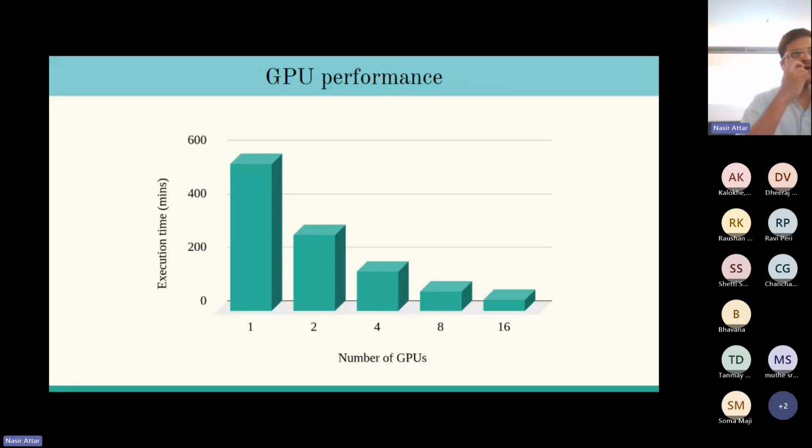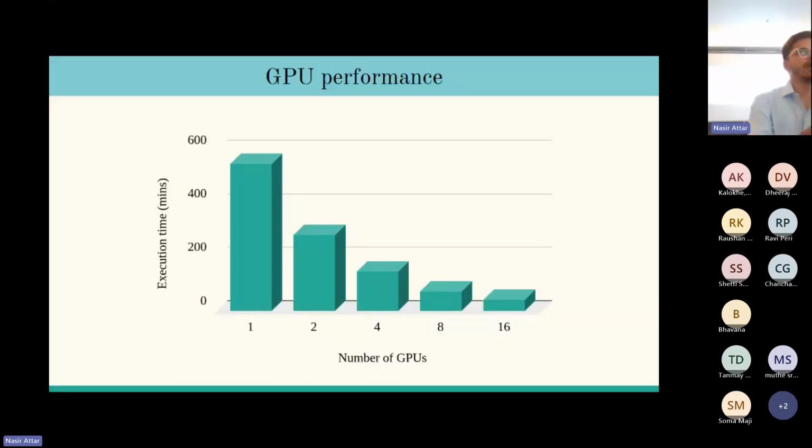The other important aspect was that the same code was run on GPUs, NVIDIA V100s, not A100s. We were not able to run on A100s yet. So V100s is what we have as of now. As you can see, I'm increasing the number of GPUs and I'm getting better and better time.